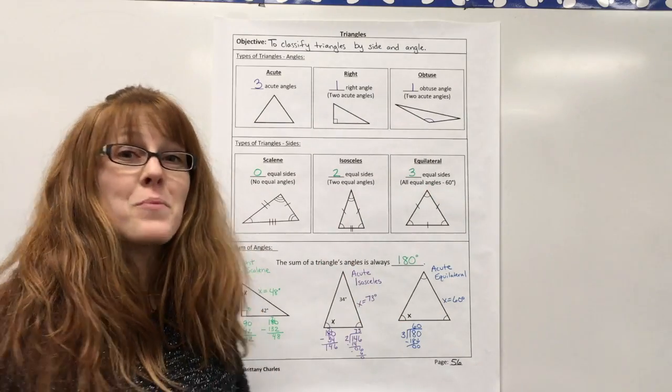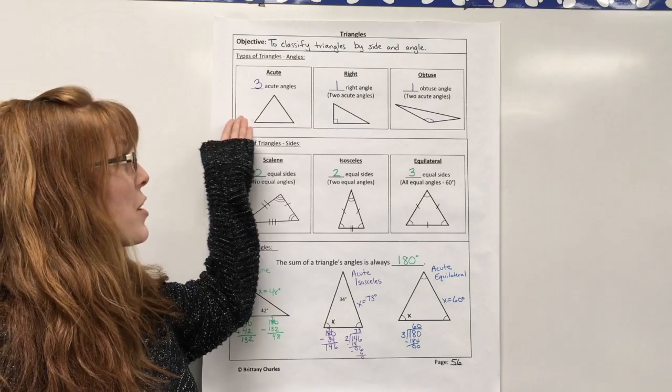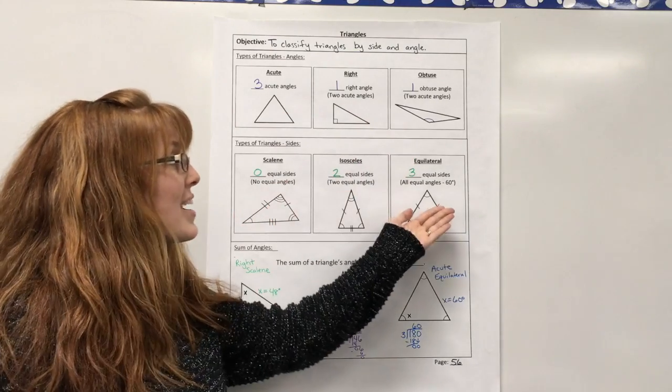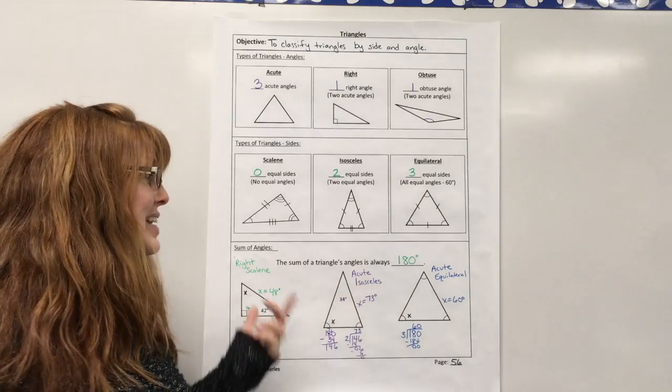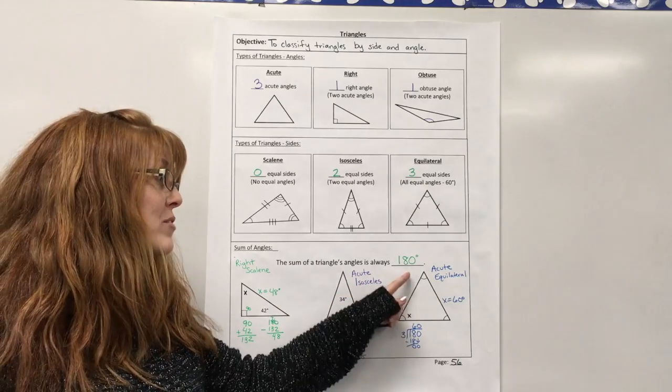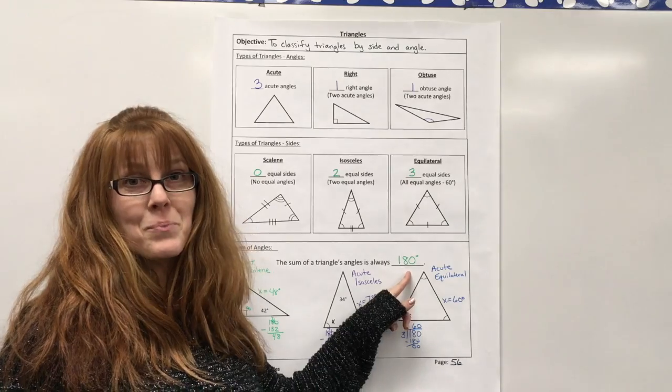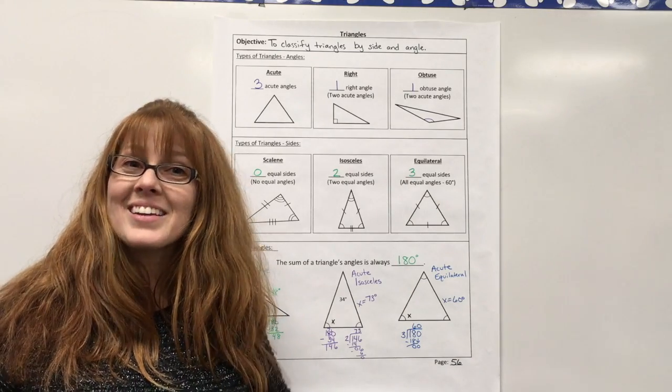All right, well there you go. Make sure you can identify triangles based on their angles, based on their sides, and make sure you can use this 180 degrees to find any missing angles. You will be responsible for memorizing this number. All right, well thanks for watching and keep practicing.